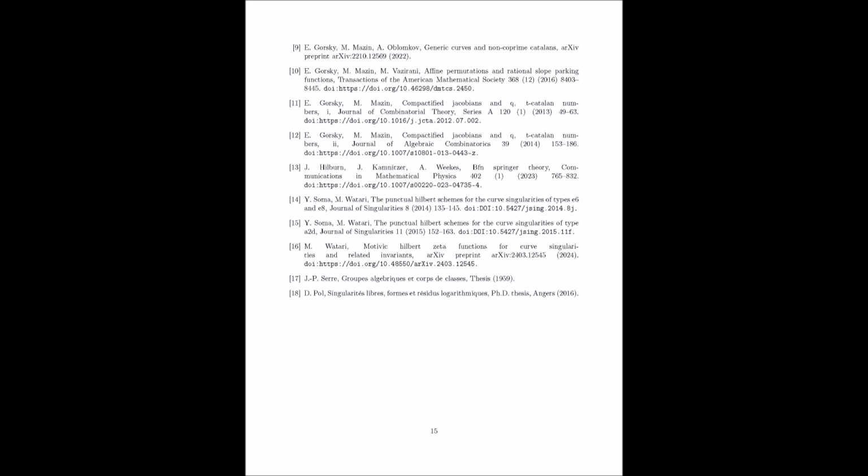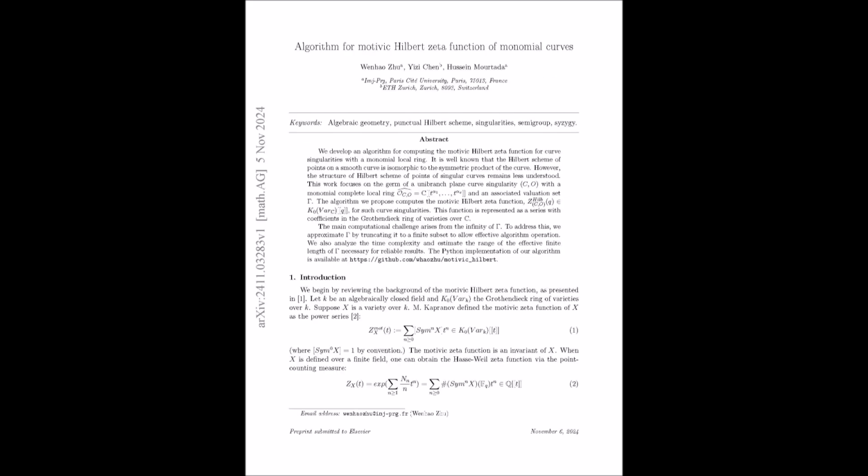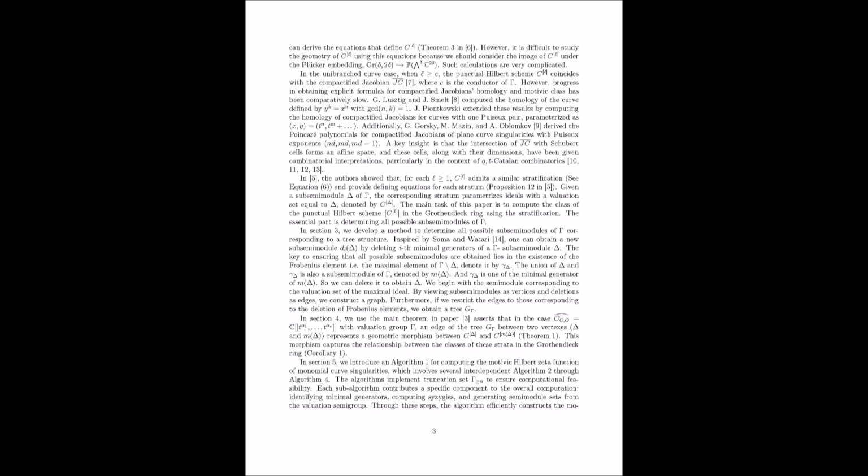Right. So the first step is that we have this infinite valuation semigroup, which we denote by the Greek letter gamma, and we need to truncate that to a finite subset. Basically, what this valuation semigroup does is it encodes the orders of vanishing of functions at the singularity. Once we've truncated the semigroup, the next step is we use a tree, which is denoted by G of gamma, to represent all of the possible subsemi-modules of gamma. Each one of these subsemi-modules corresponds to a different stratum in the Hilbert scheme.